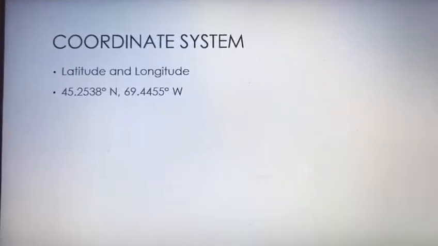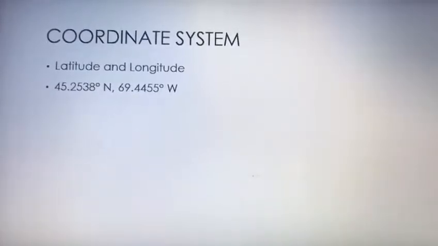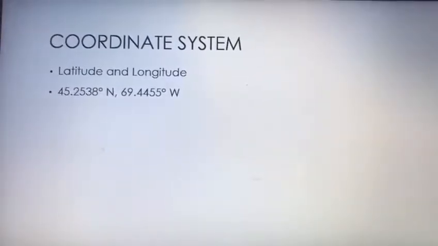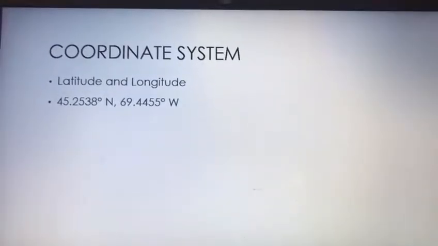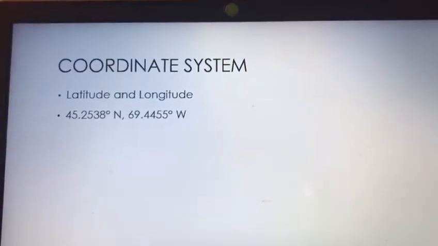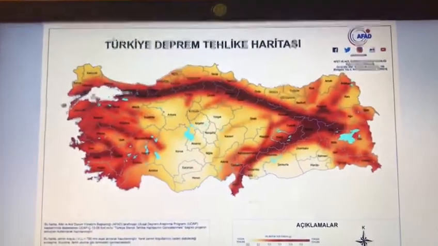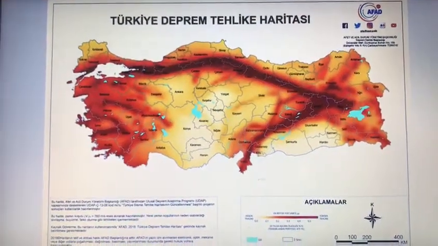So coming to the coordinate system, in spite of there being multiple coordinate systems, we are sticking with the basic latitude and longitude systems, wherein the numbers on the screen represent Maine, which is a place in the United States just near New Hampshire.